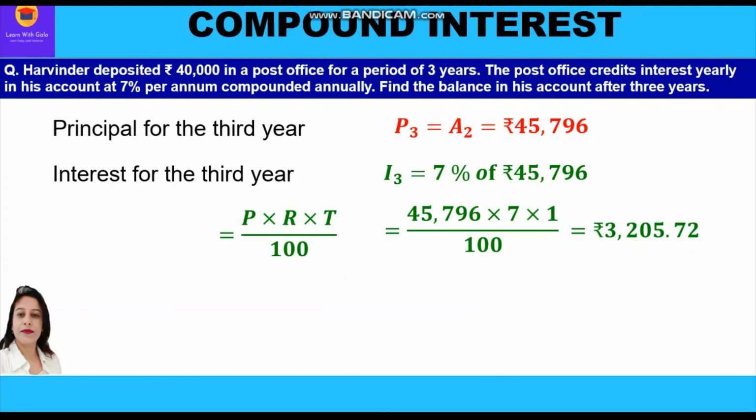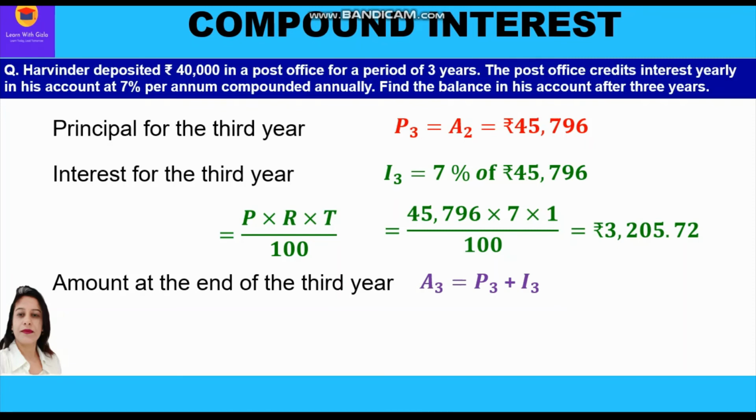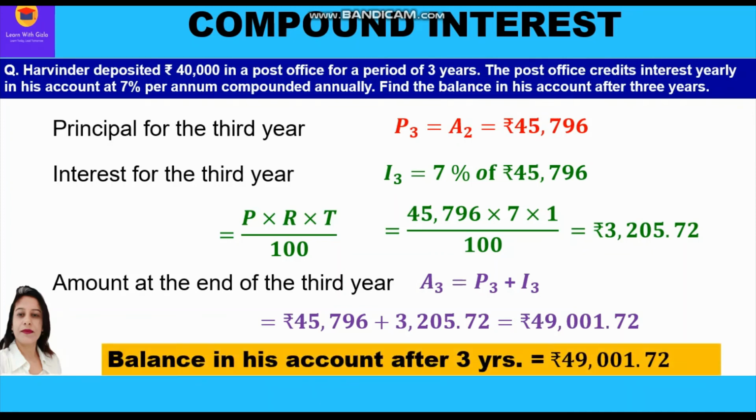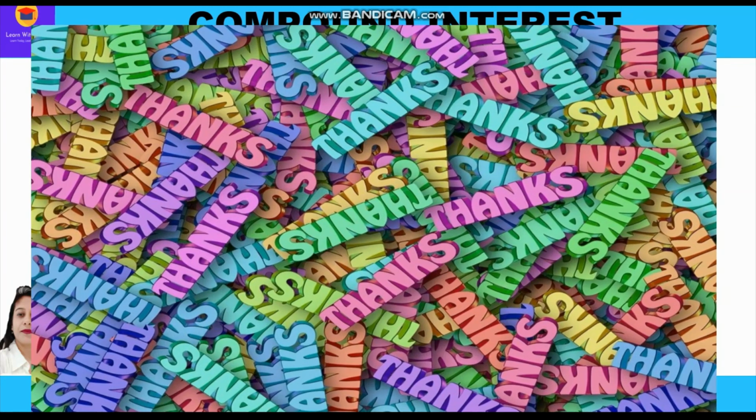3,205.72. Now we shall calculate the amount at the end of third year, that is the sum of the principal of the third year and the interest of the third year. So it is equal to 45,796 plus 3,205.72, which is equal to rupees 49,001.72. So this is the balance in his account after 3 years, that is rupees 49,001.72. So hope you have understood this question and the various steps which are involved in finding the amount after 3 years.